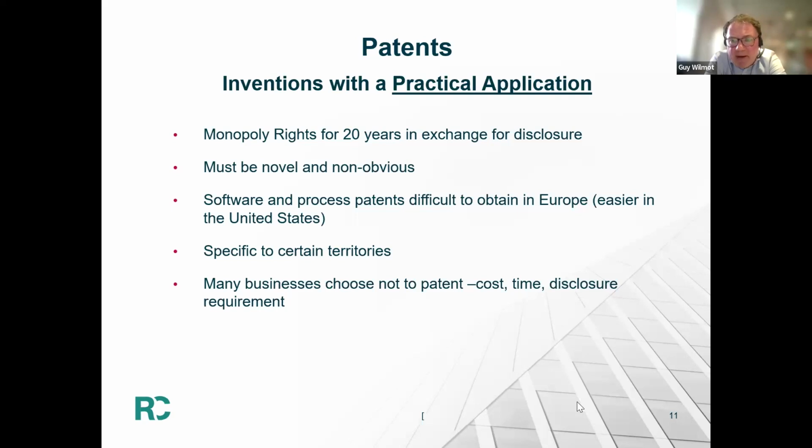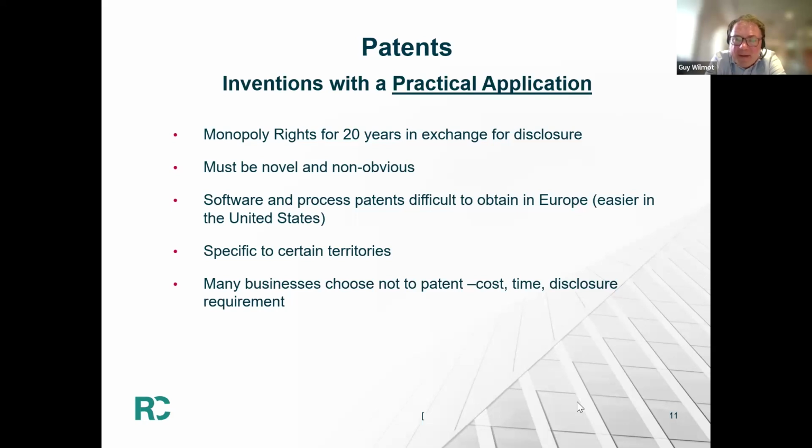Now, in the UK and in Europe, software and process patents are notoriously difficult to obtain. It is easier in the United States, so notoriously, Amazon managed to get a patent for its one-click ordering process. That's the kind of thing which can fly in the US, although even there they are seeking to limit and cut back on the number of process and software patents that are granted.